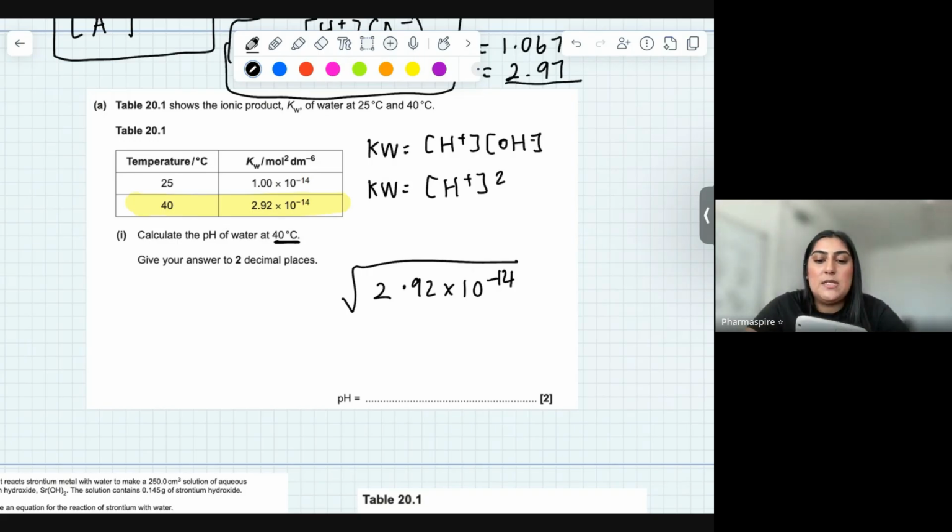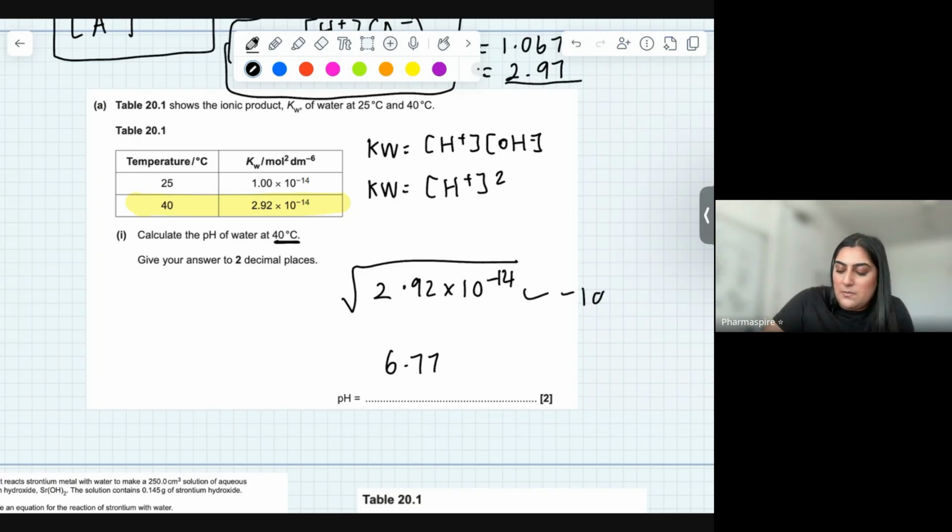So when you guys are ready, put your pH in the chat. So you should get 6.77 as your answer. Cool. And then you minus log to the base 10 of that.